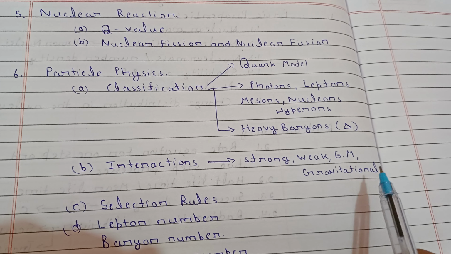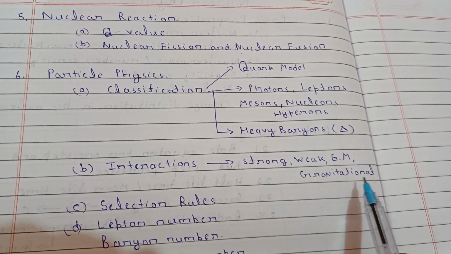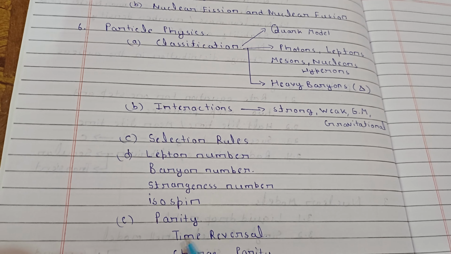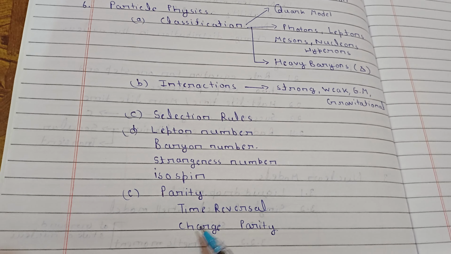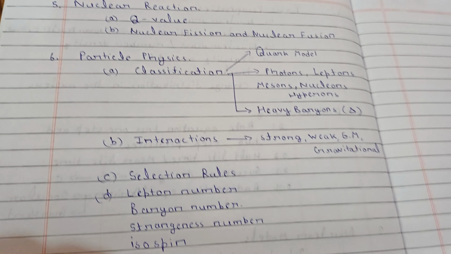Interaction can be strong, weak, electromagnetic and gravitational. So we'll avoid the gravitational one because the small particles have very small mass and there will be very little effect of the gravitational force. That's why their major part will be strong, weak and electromagnetic. Then we will see the selection rules: lepton number, baryon number, strangeness number, isospin, parity. Inside the parity we'll see the time reversal and the charge parity. So this will be the syllabus for the particle physics.